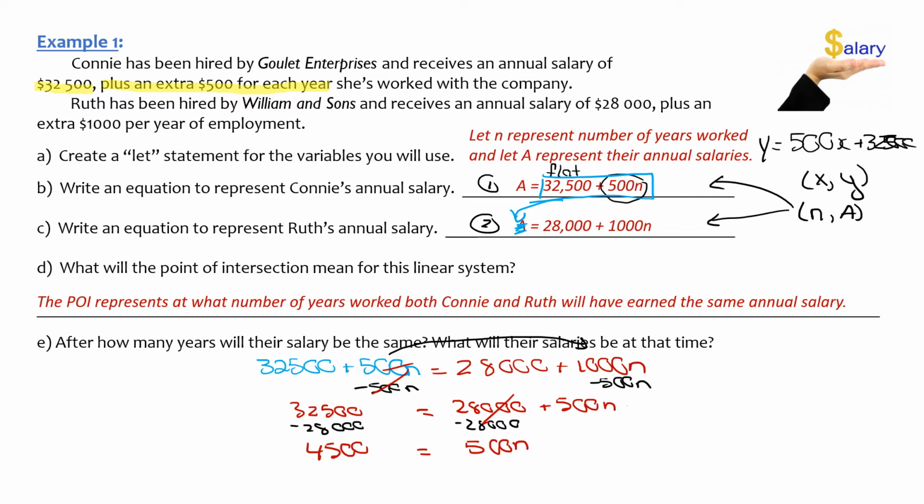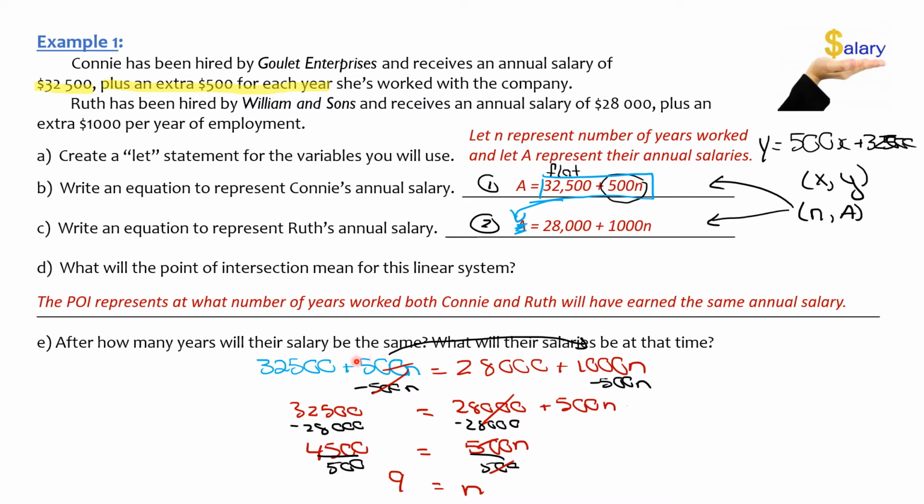Now I need to divide both sides by 500. Divide by 500. And we have N isolated now because these 500s cancel out, and we get an N value of 9. What does that mean? N is 9. So what was N again? N represents the number of years worked. Okay, so when Connie and Ruth have both worked 9 years, they're going to be getting the same salary. So after how many years will their salary be the same?